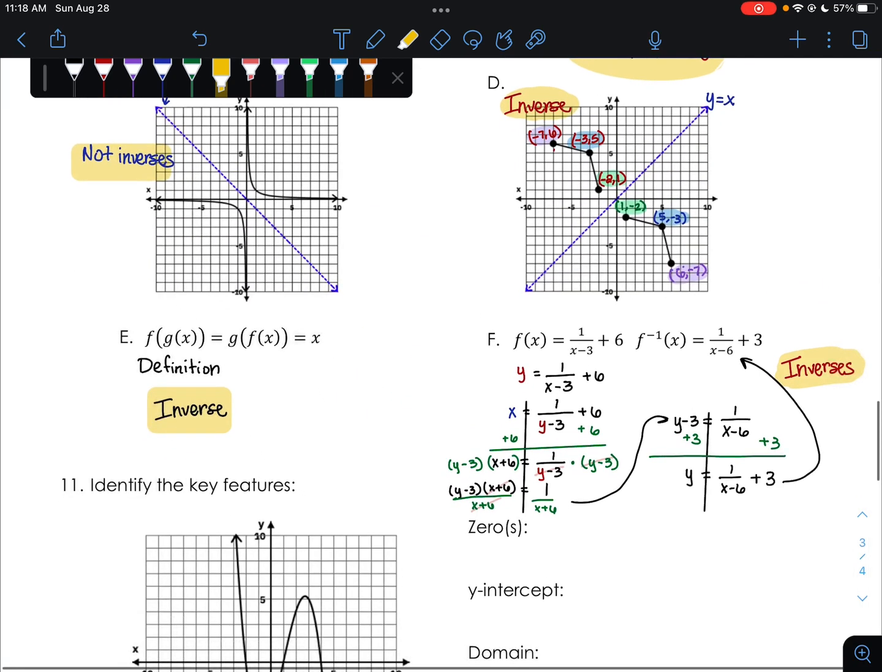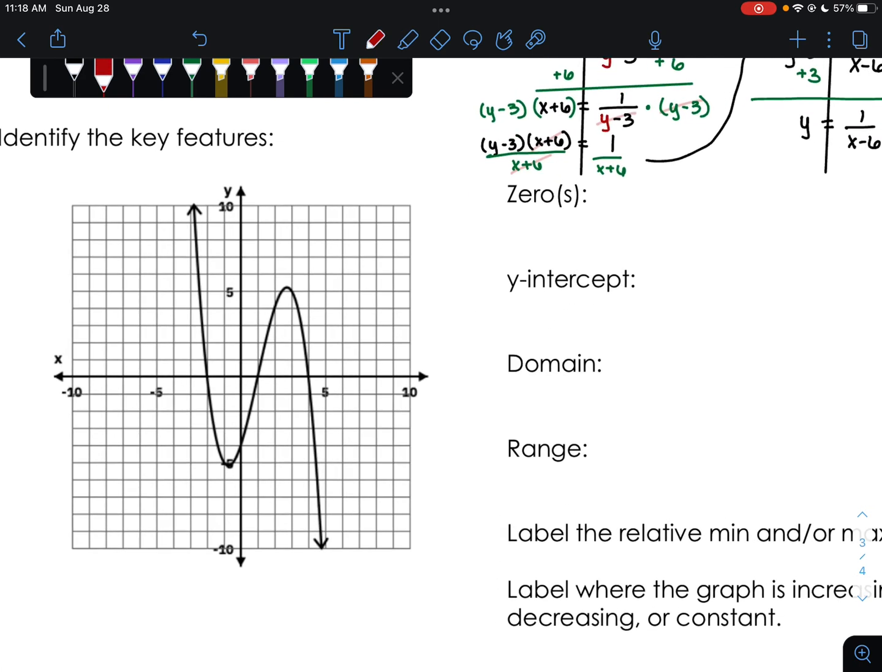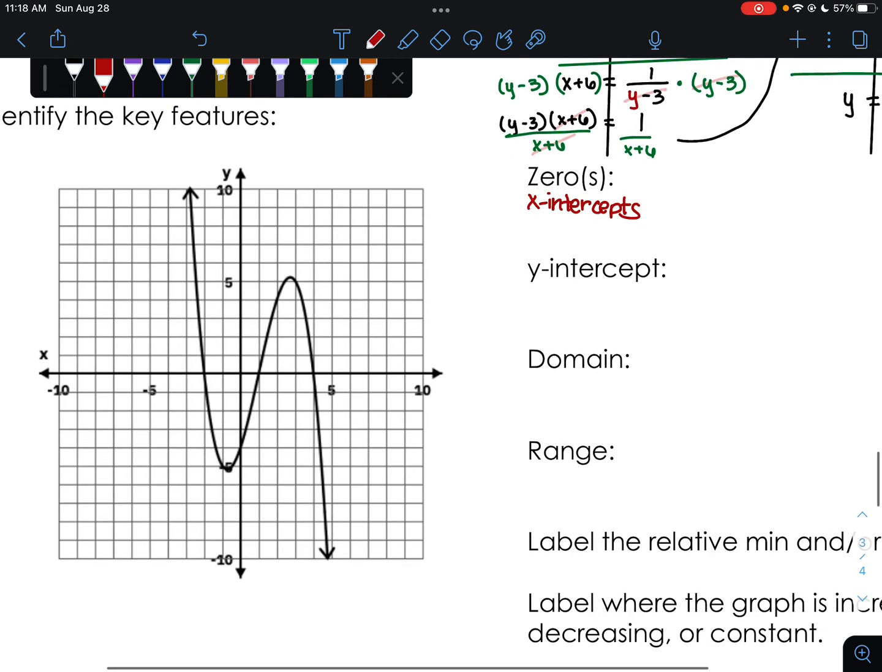Okay, going on to number 11. Number 11 just wants us to identify some key features. So looking at it, we're going to start by identifying the zeros. The zeros are the same thing as x-intercepts. So this crosses the x-axis at 3 different spots.